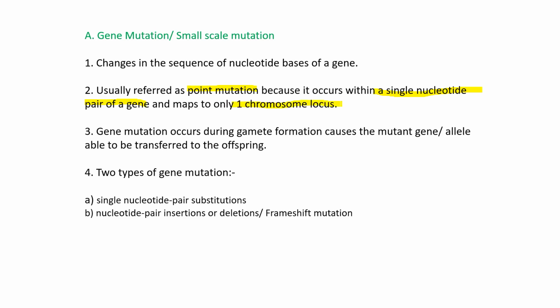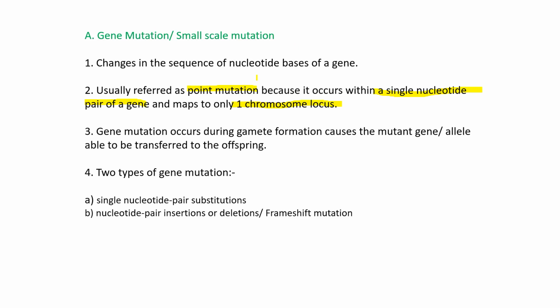Now gene mutation occurs during gamete formation. It causes the mutant gene or mutant allele to be able to be transferred to the offspring. Now there are two types of gene mutation: single nucleotide pair substitutions, and nucleotide pair insertions or deletions, also known as frameshift mutation.